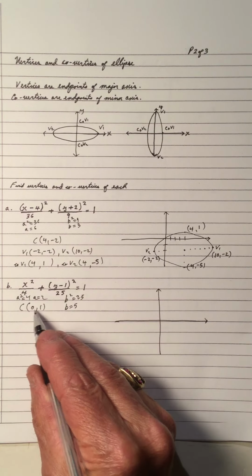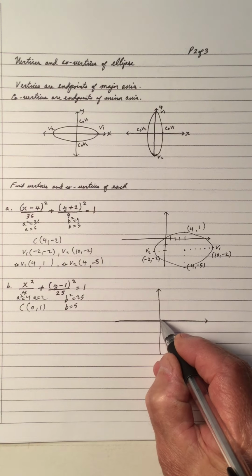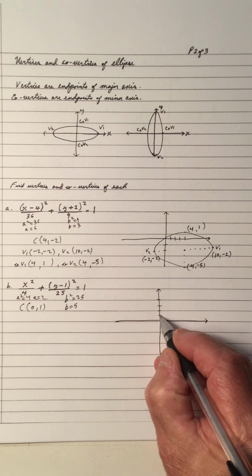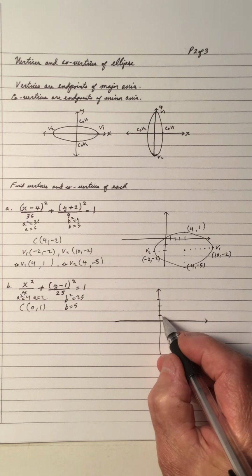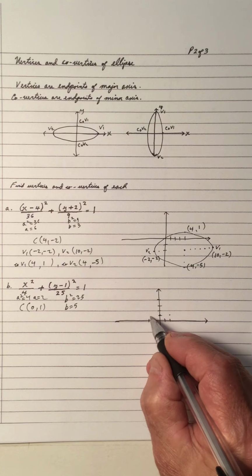So if we take the center, 0, 1, x is 0, y is 1. So let's mark a few of these off right here. So the horizontal stretch is 2, so we go 2 right, and we go 2 left.